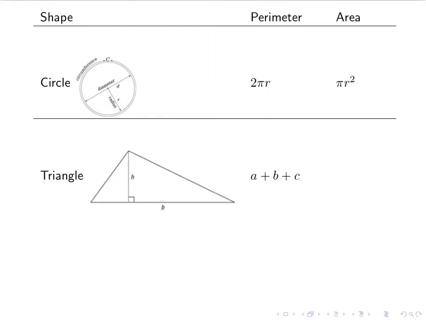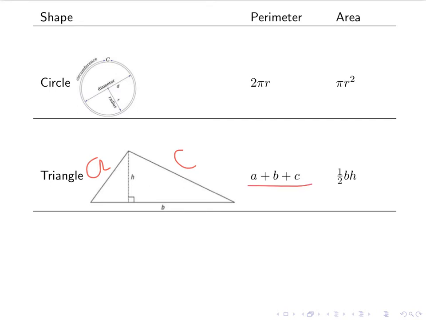Next we have a triangle. Down here, the horizontal side of the triangle we call B for the base. And again, H is the height that's perpendicular to the base. The other two sides we'll call A and C. So the perimeter, the distance around the triangle, is A plus B plus C. And the area is 1/2 B times H. You have to make sure that you're looking at the two parts that are perpendicular to each other.